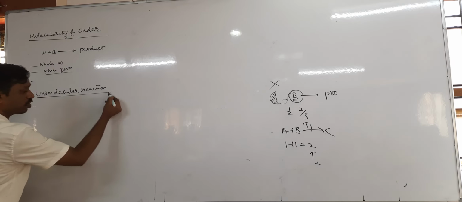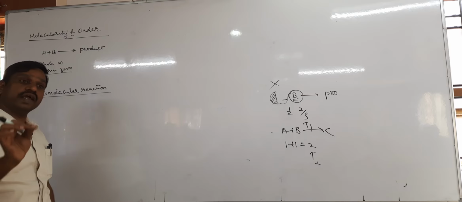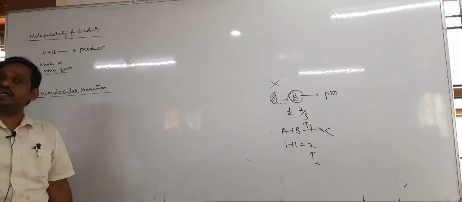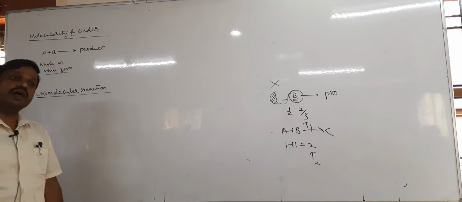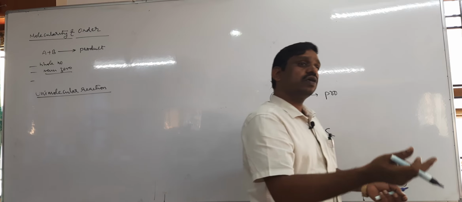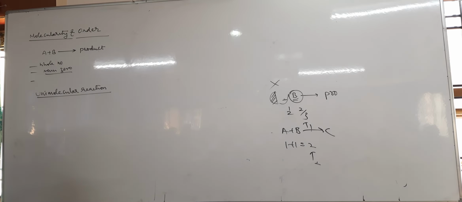The reaction which involves only one reactant molecule in the RDS, where the collision takes place with that one molecule, is unimolecular. Bimolecular: the collision takes place between 2 molecules. Trimolecular: 3 molecules. Like that, 4 molecules means molecularity 4. But we have examples for uni, bi, tri. So can you tell me an example for a unimolecular reaction?